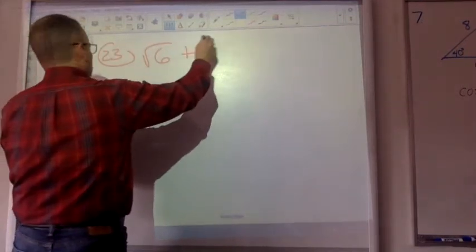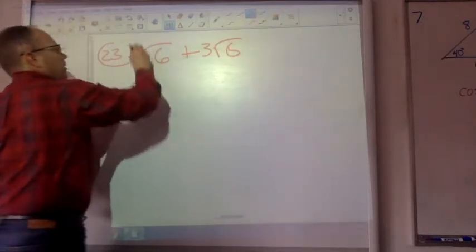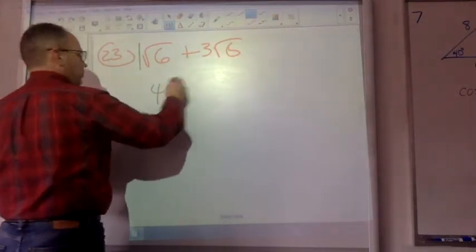Root 6 plus root 6. There's a 1 right here. Agree? So I get 4 root 6. Done.